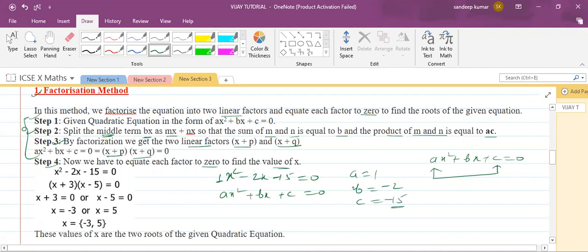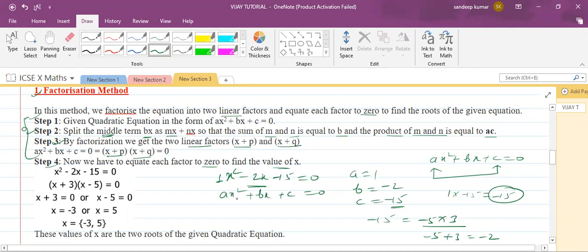Yes or no? Now get the multiplication of a and c. So 1 into minus 15, how much will we get? Minus 15. And write the factors of minus 15, so that we should get minus 2, that is the middle term. So what can we write? Minus 5 into 3. Minus 5 into 3 is what? Minus 15. And minus 5 plus 3 is also equal to minus 2.